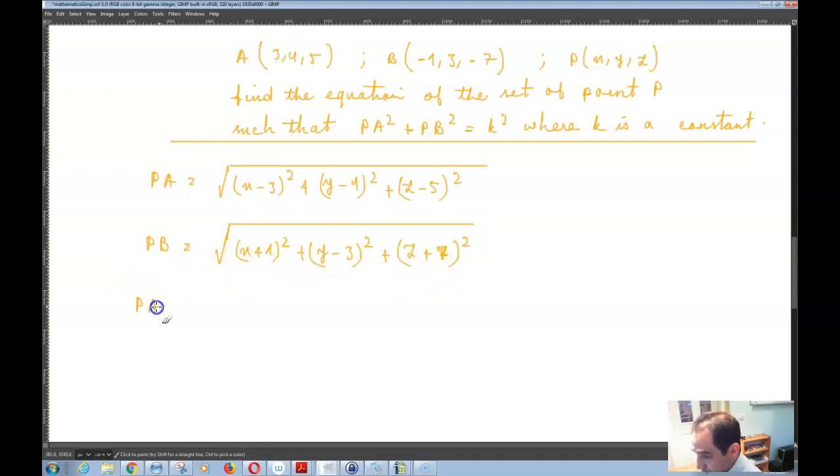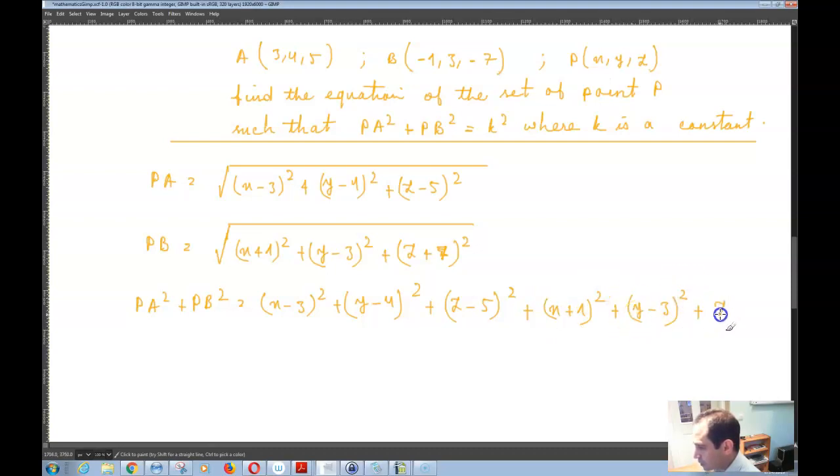Now PA squared plus PB squared is equal to basically this whole thing whole squared, which would give you (x minus 3) whole squared plus (y minus 4) whole squared plus (z minus 5) whole squared plus (x plus 1) whole squared plus (y minus 3) whole squared plus (z plus 7) whole squared.